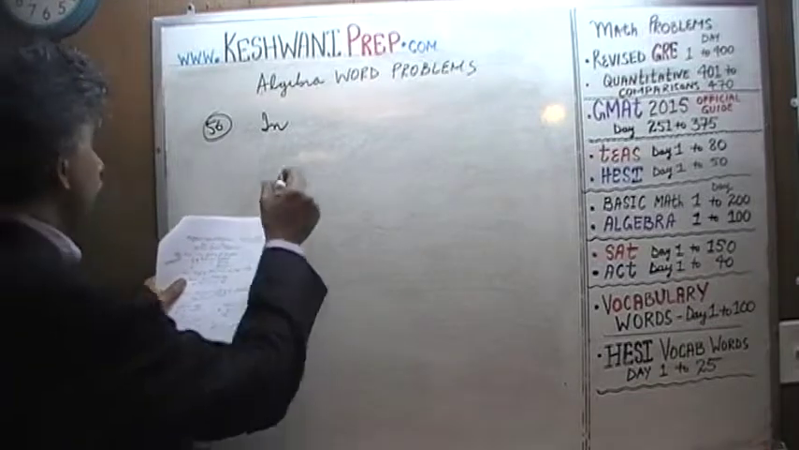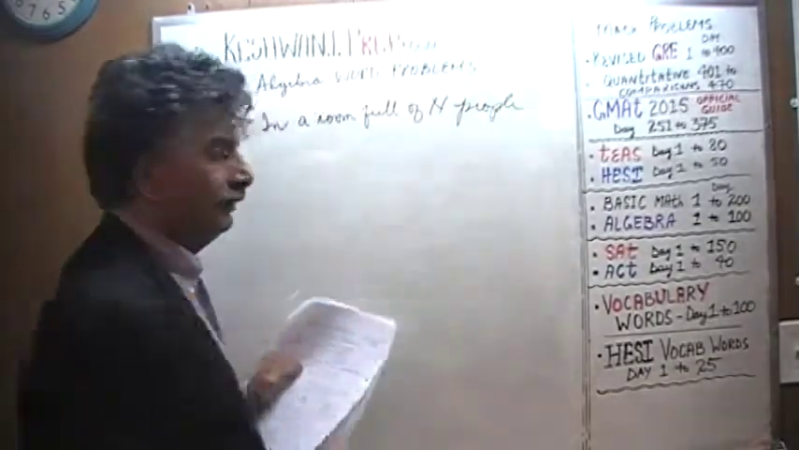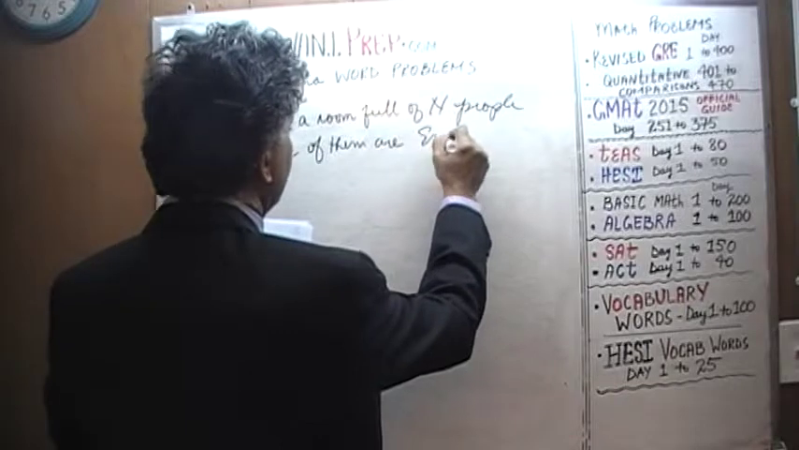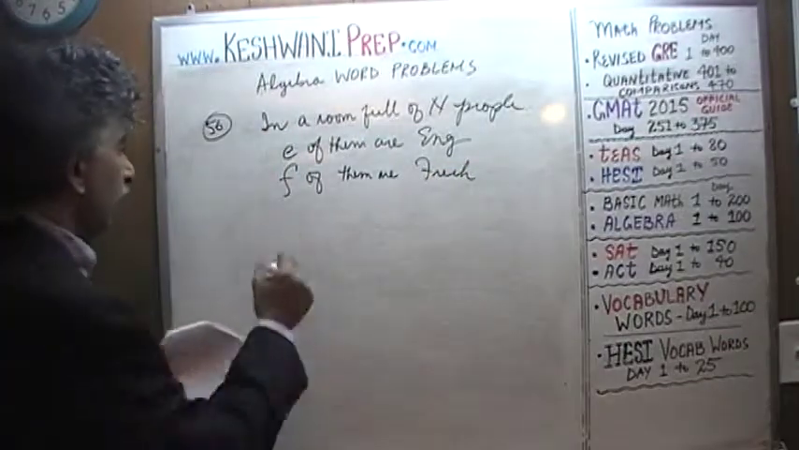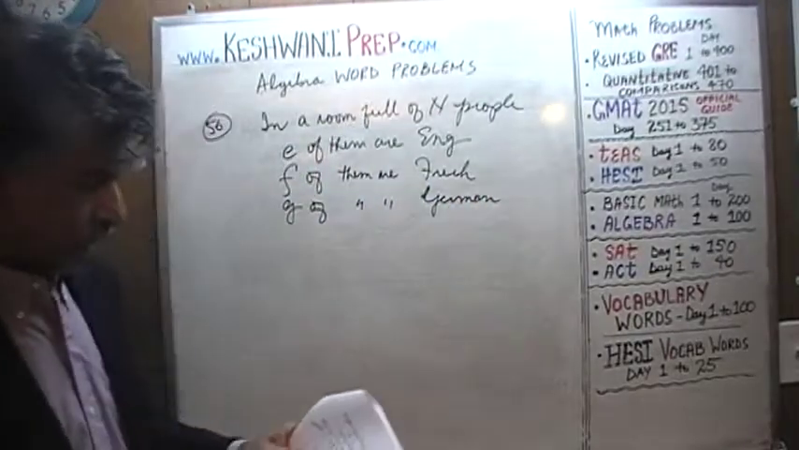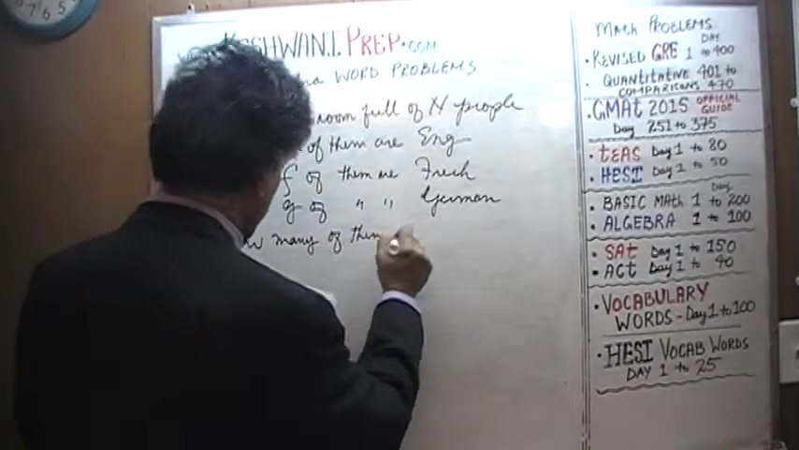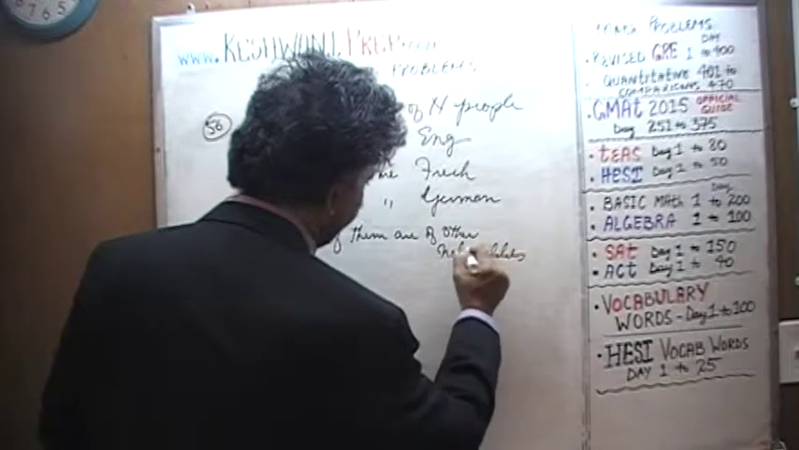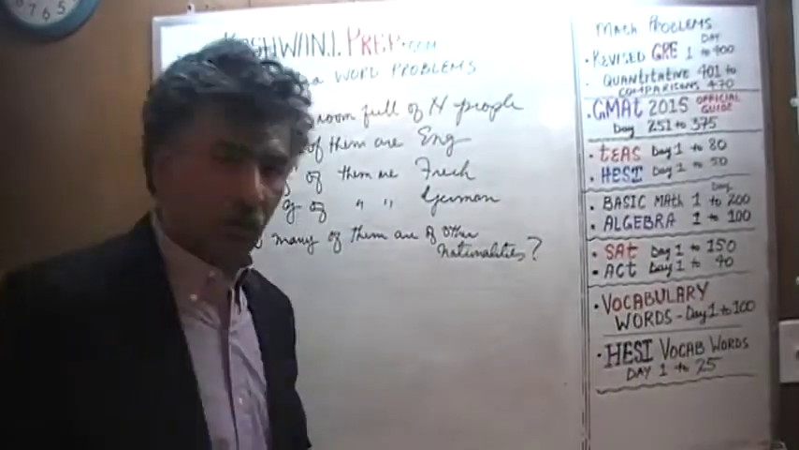Let's do 56. We have a room full of n people. That's how many people we have. In a room full of n people, we are told E of them are English, F of them are French, and G of them are, believe it or not, German. The question is, how many of them are of other nationality?